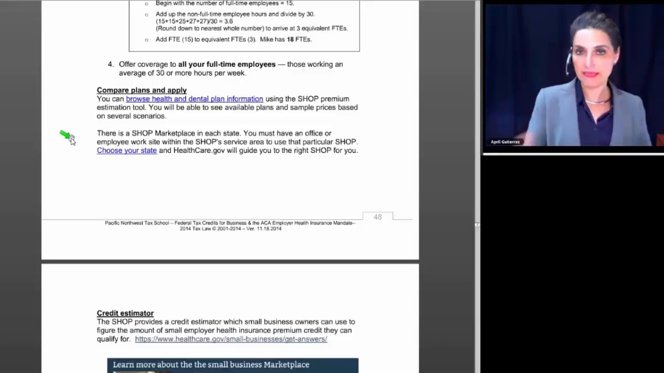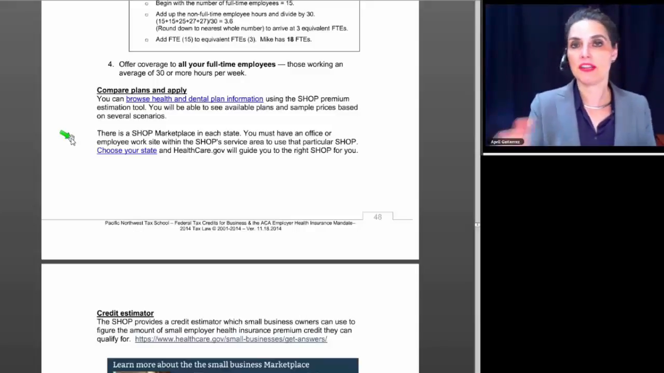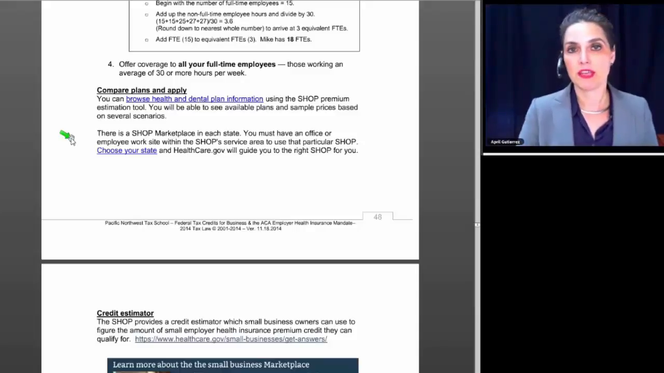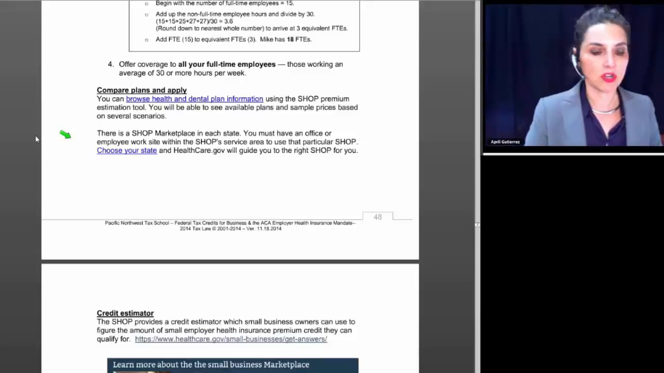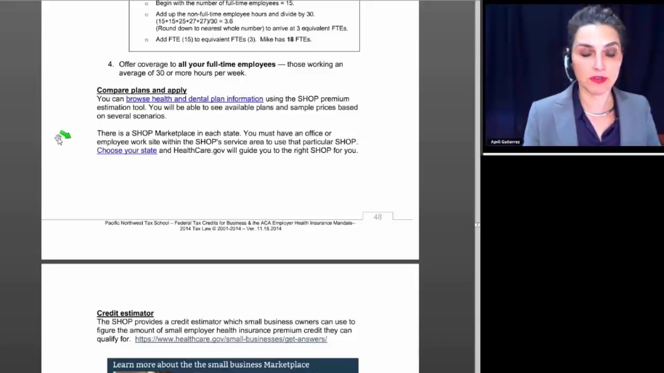And I've actually gone in there and played around with the shop. Just picked a particular state, pretended I have a certain number of employees, and once you do that, it will show you some of the health insurance coverage options that a particular employer might be able to choose from.